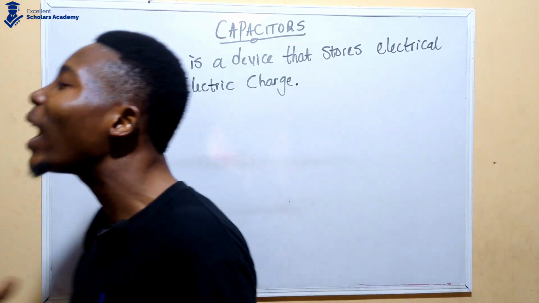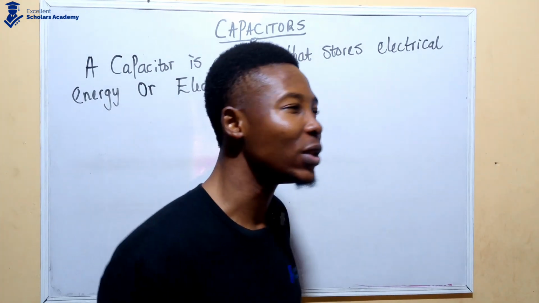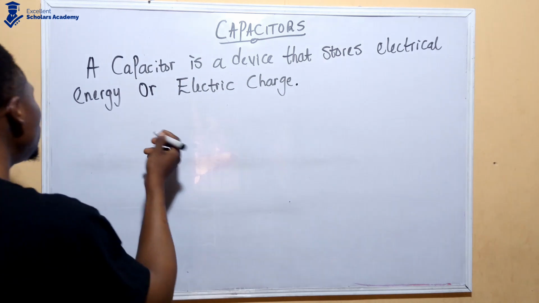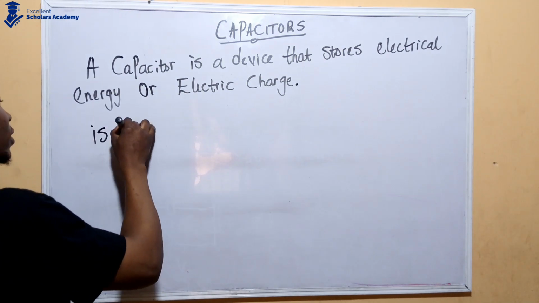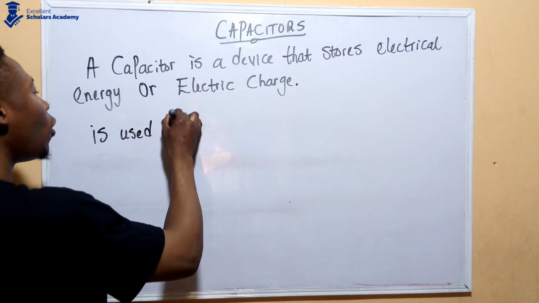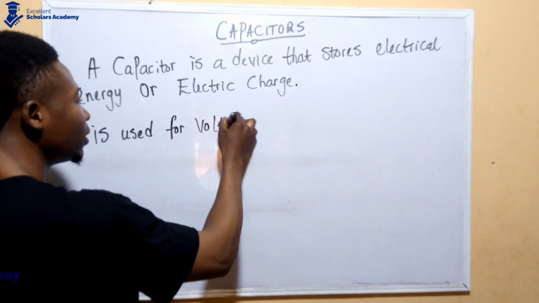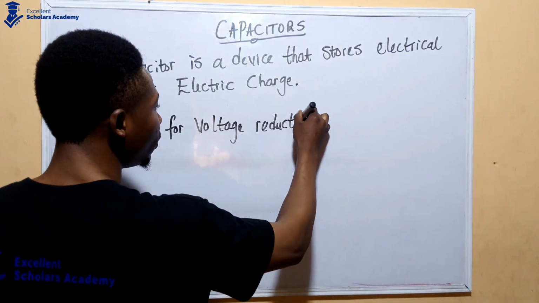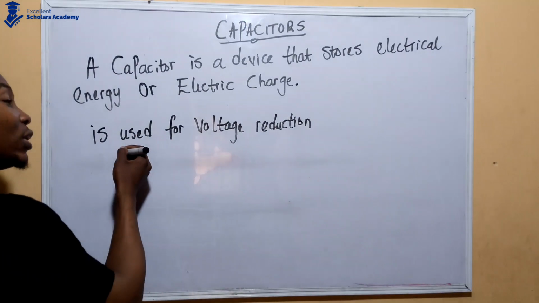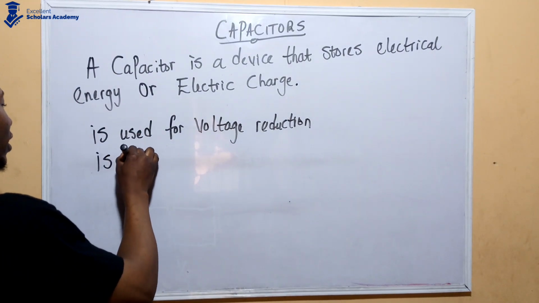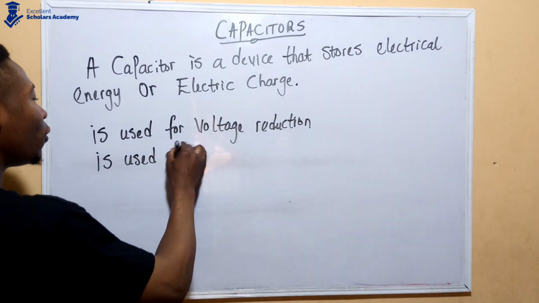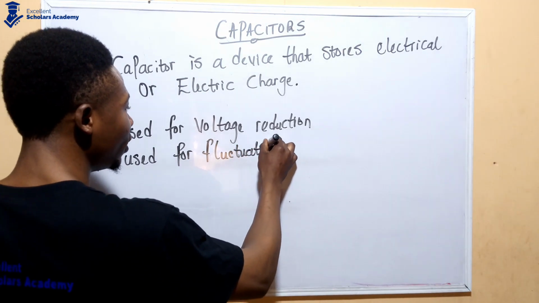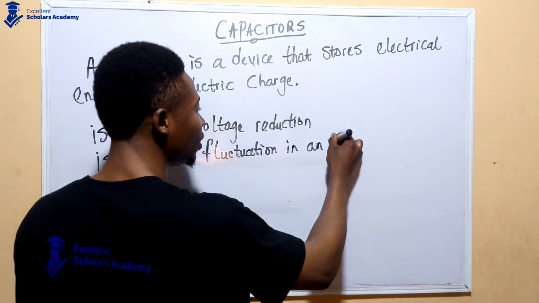Now, there are some other uses I would like you to know about a capacitor. A capacitor is used for voltage reduction, and for fluctuation in an electronic circuit.